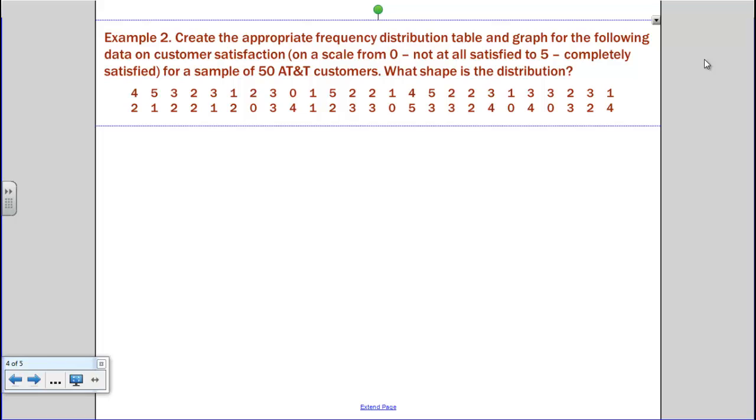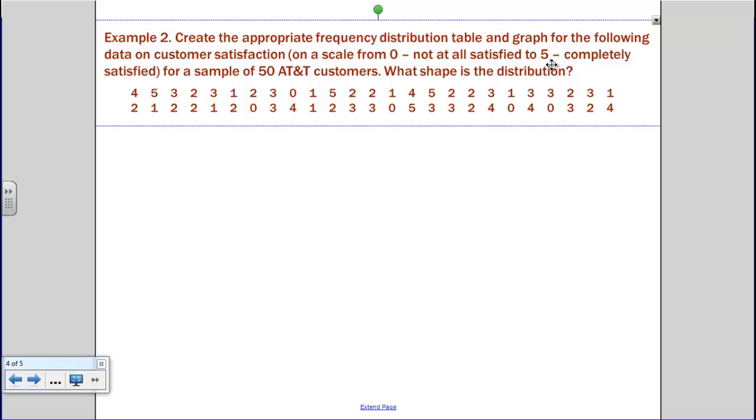Well, then you're also asked to create the appropriate frequency distribution graph for this data, and that requires knowledge of the scales of measurement. Now, I typically think of Likert scales like you see here, where you're rating something on a scale from 1 to 10 or 0 to 5. I usually think of those as interval scales. And that's because not only do you know the direction of the difference between values, but you know the magnitude of the difference between those values.